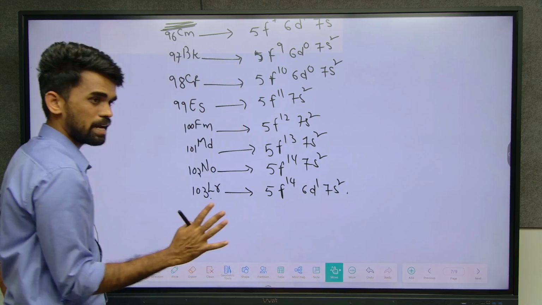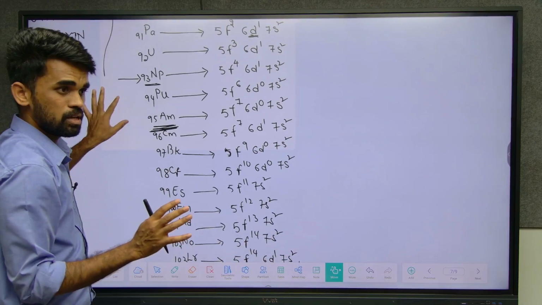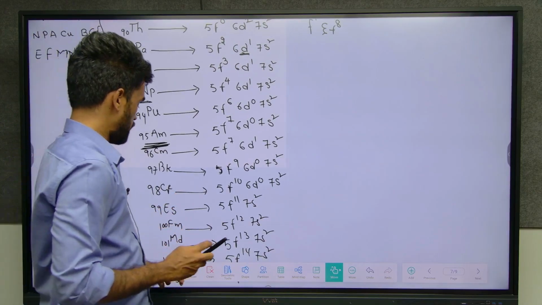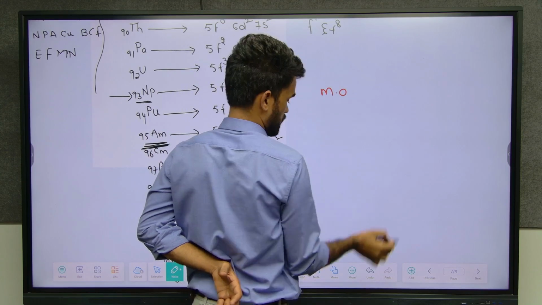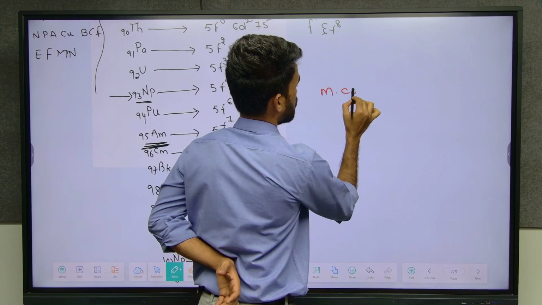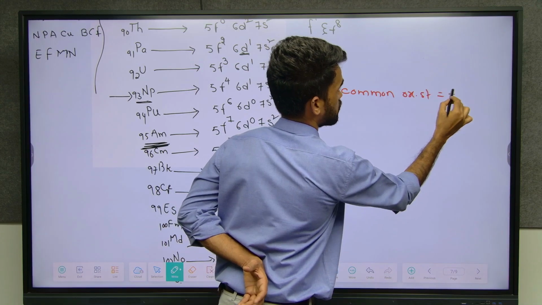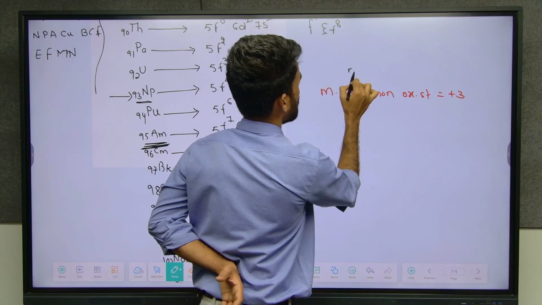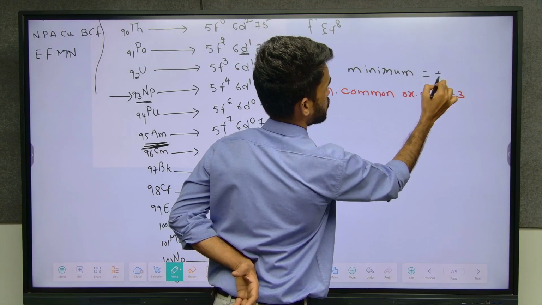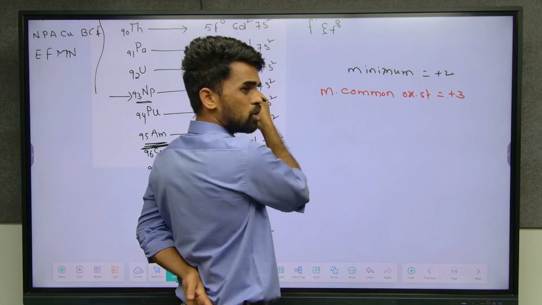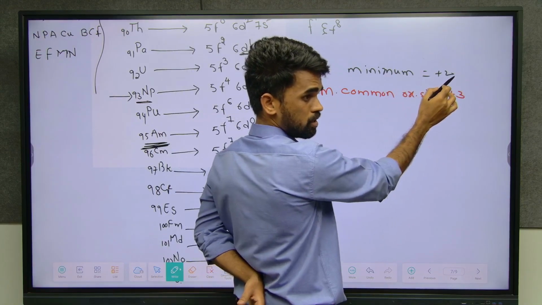See, without knowing electronic configuration, you cannot expect an answer from this chapter in your final exam. Okay. Now, oxidation state. Most common oxidation state here also is plus 3. Minimum oxidation state again plus 2 only. Okay. Minimum, 0 also is possible. With some charge it should be plus 2.